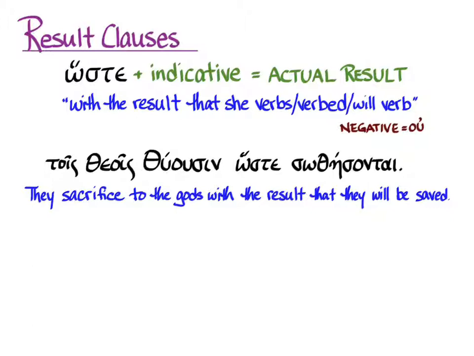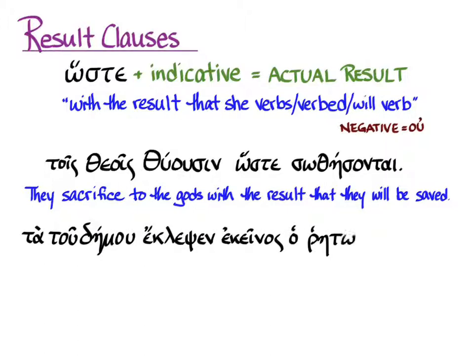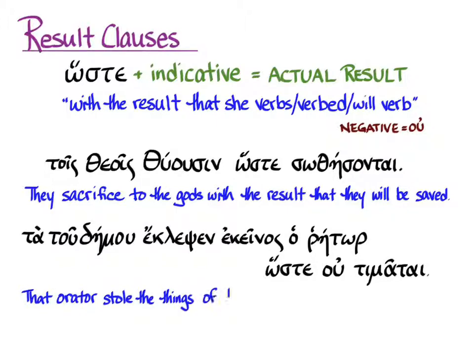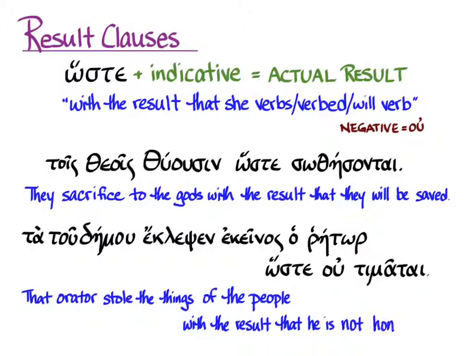Here's another example. Ta tou demou eklepsen ekeinos ho rhetor hoste ou timatai. That orator stole things of the people with the result that he is not honored. He stole the things of the people, and what actually happened, therefore, is that he is not honored. So, a couple of pretty clear examples of actual result clauses.